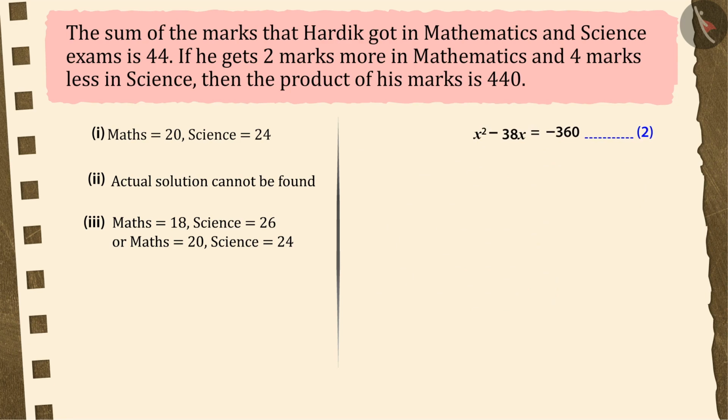To find out the mathematics marks, we will solve equation 2 in which coefficient of x is minus 38 and we divide it by 2. Thus, we get minus 19. We will now add and subtract the square of minus 19 to the left side of equation 2 so that the equation remains balanced.